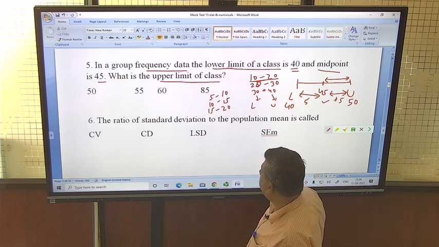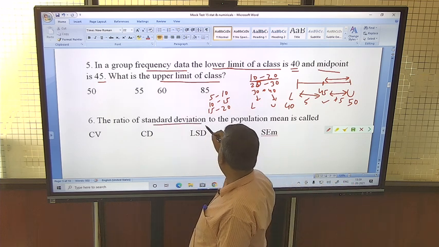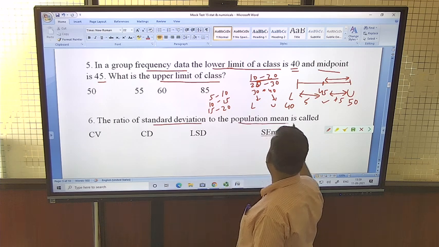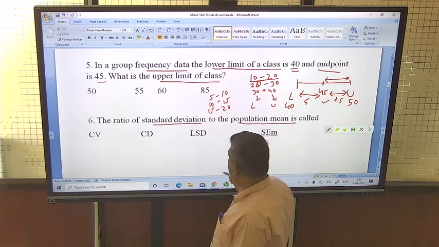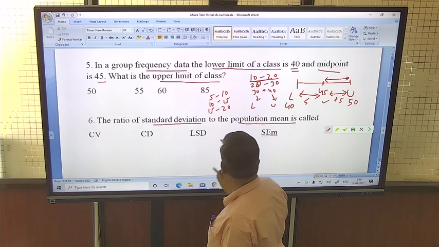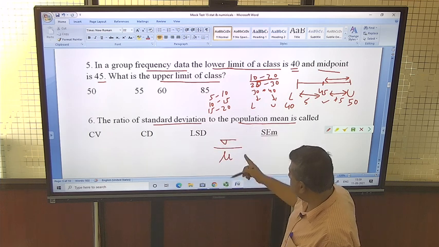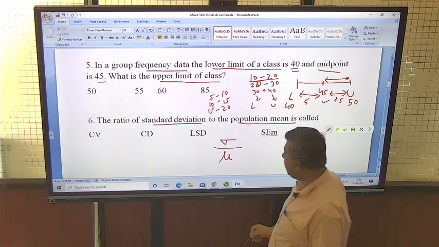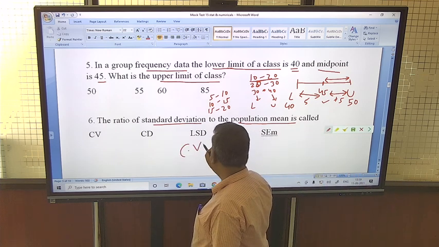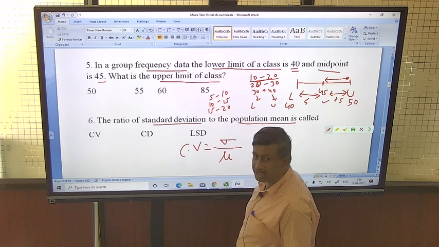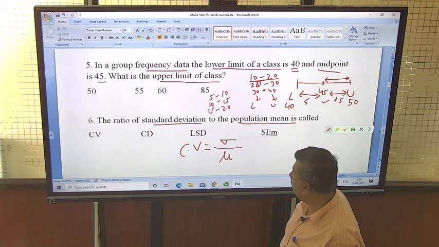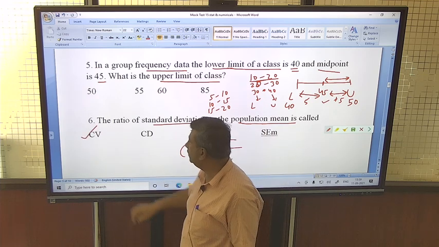Then next question is: the ratio of standard deviation to the population mean is called. So standard deviation sigma divided by population mean mu, this ratio is known as CV. Coefficient of variation is the ratio of standard deviation and population mean. So the correct answer is CV.